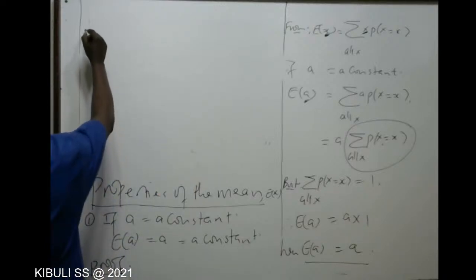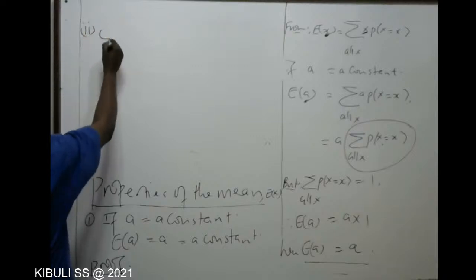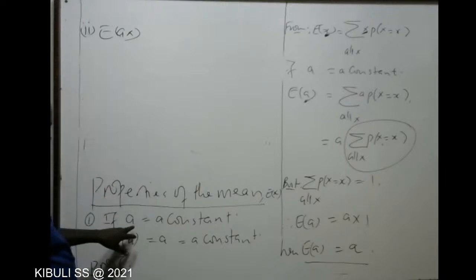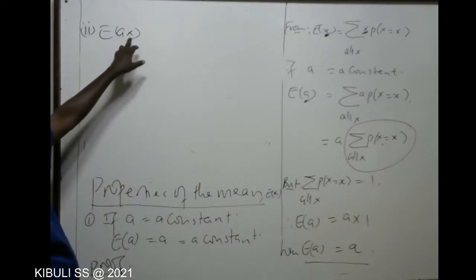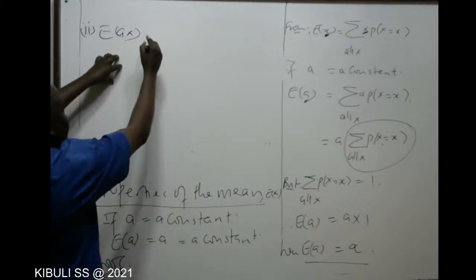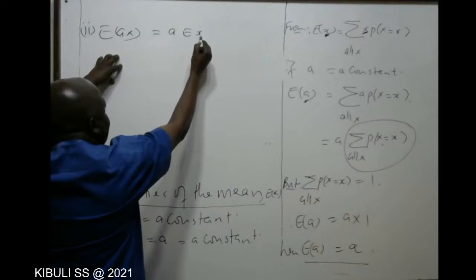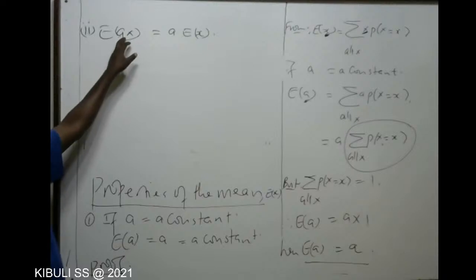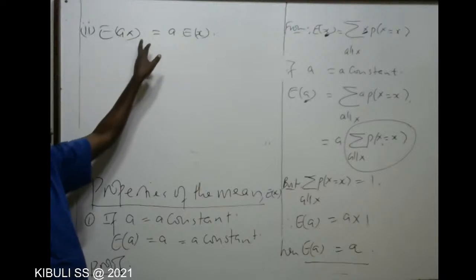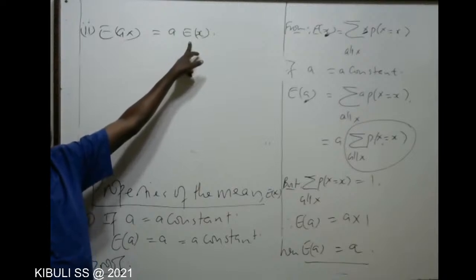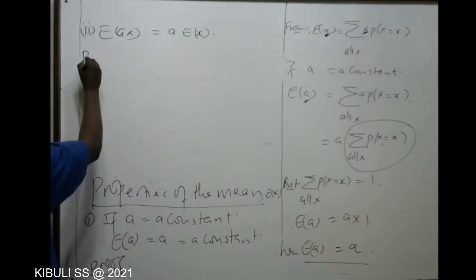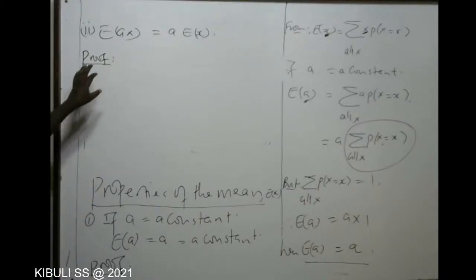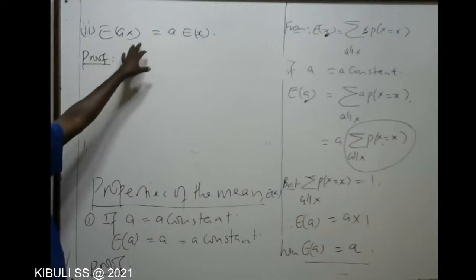Now, property 2, the second property which you need to be aware of: expectation of aX, where a is a constant. If we multiply a and X, its expectation shall be equal to a times the expectation of X. That means what? If I take a constant and multiply by observations, its expectation shall be that constant times the expectation of X. So how do you prove this? As a student of applied math, you should be able to prove that expectation of aX is equal to a expectation of X.